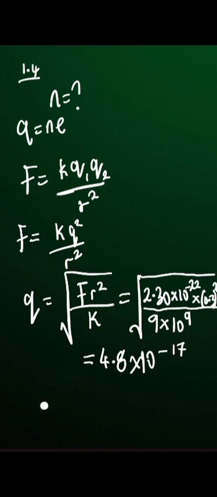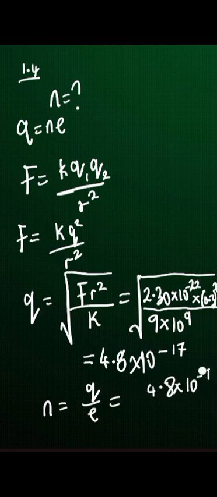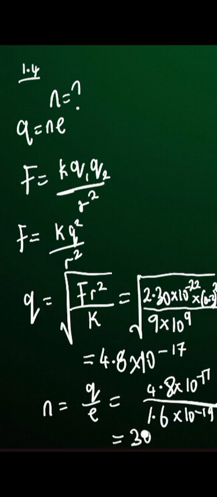So using n equal to q over e, our q is 4.8 times 10 raised to power minus 17, all over our e, which is 1.6 times 10 raised to power minus 19. When you evaluate this, we have n equal to 300 electrons. So on to the next.